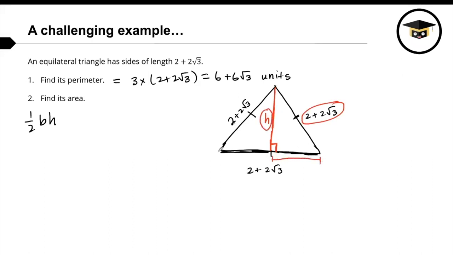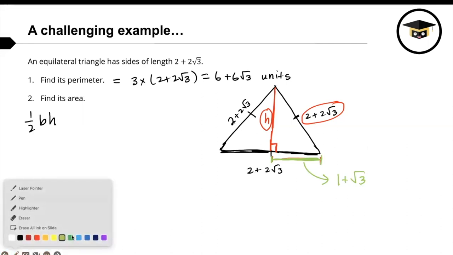Well, if we know that the entire side is 2 plus 2 root 3, and this is an equilateral triangle, then it's pretty safe to assume that this side here, in fact, I'll just put it in green here, is going to be half of 2 plus 2 root 3, which means it's going to be 1 plus root 3. Okay, because a half of 2 plus 2 root 3 is just halving everything. Half of 2 is 1. Half of 2 root 3 is root 3. So now let's figure out what h is.